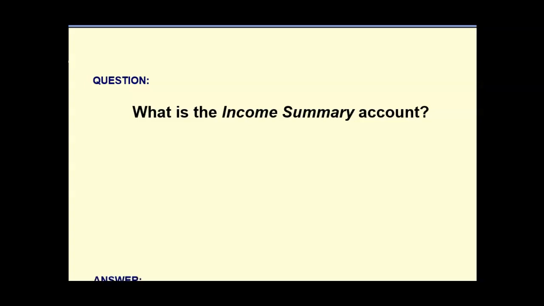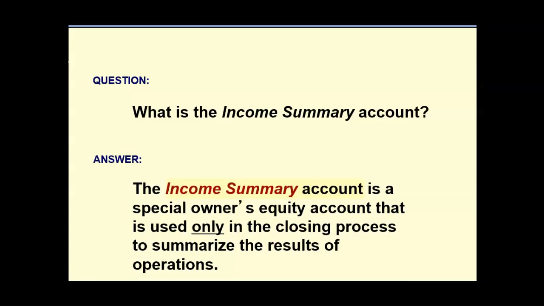We have a new account title in chapter 6 known as the income summary account. This account is a special owner's equity account. It is only used during the closing process to summarize the results of operation. In essence, the income summary account is used to close out our revenue accounts and our expense accounts. And I'll explain that in further detail.